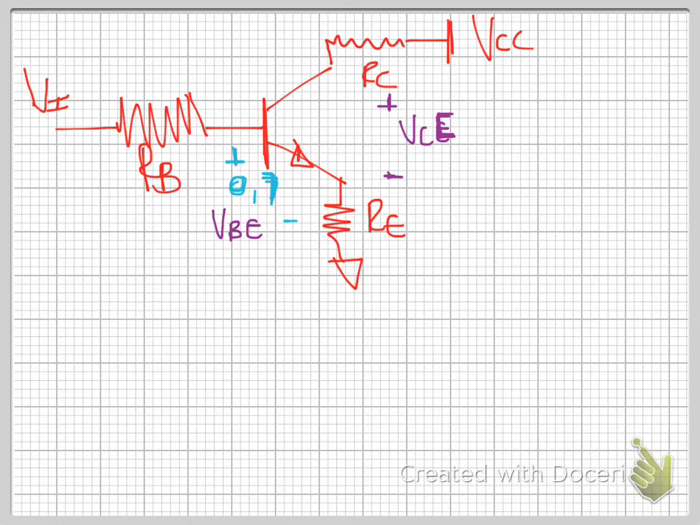So this is V of CE, the difference between the collector and the emitter, and this is V of BE, the difference between the base and the emitter. So V of BE at your level, just always make the assumption that it's 0.7. When you get to higher levels of electrical and computer engineering, you are going to find out that V of BE can actually change, become lower or higher, depending on the type of transistor you're working with.